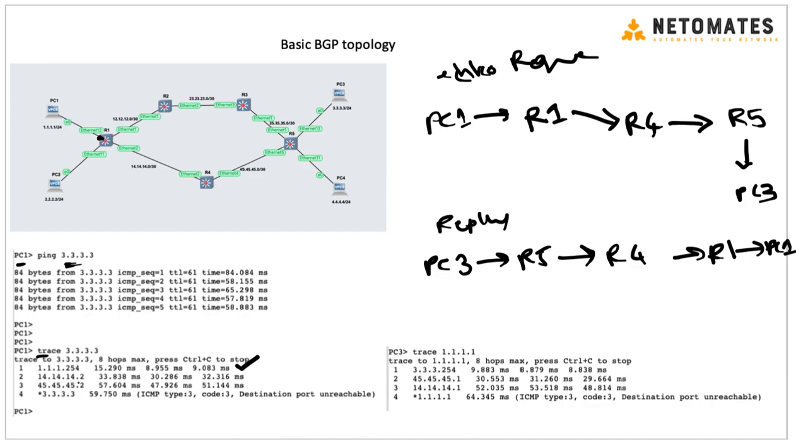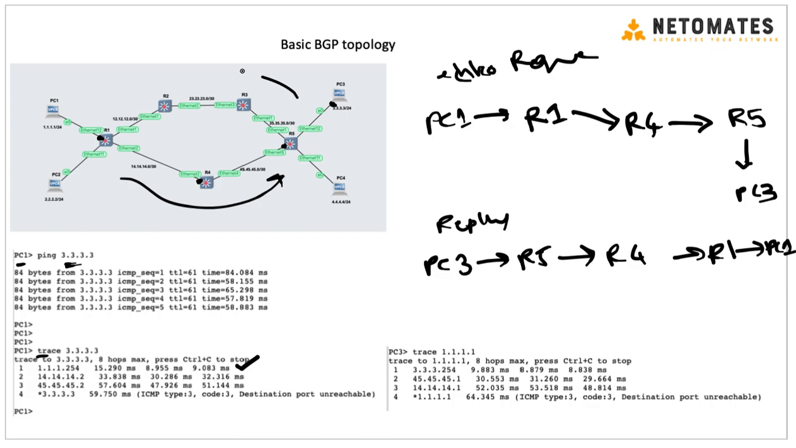Then we are seeing 14.14.2. In this topology, this is the IP of R4, so the packet went here. Then it is saying the next hop is 45.45.2, so this is 45.45.2, then 3.3.3. So it is matching whatever route we have seen. So every router in this topology has the route path to reach this network in this way.